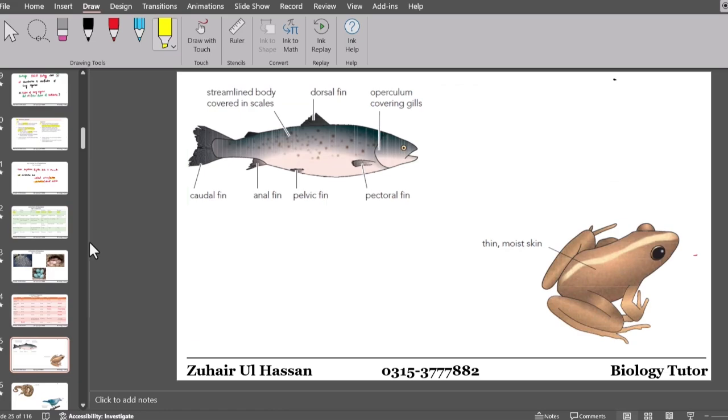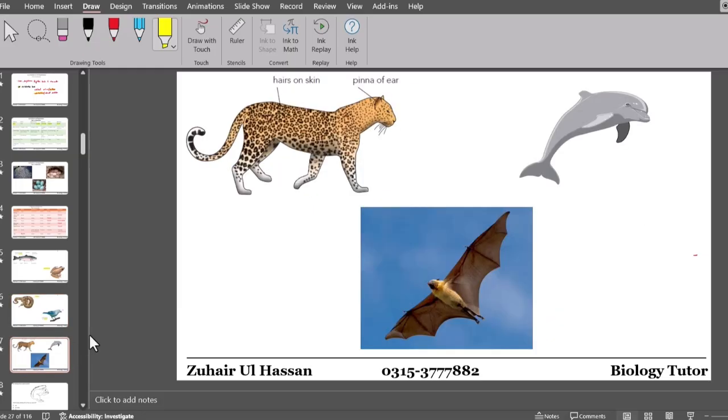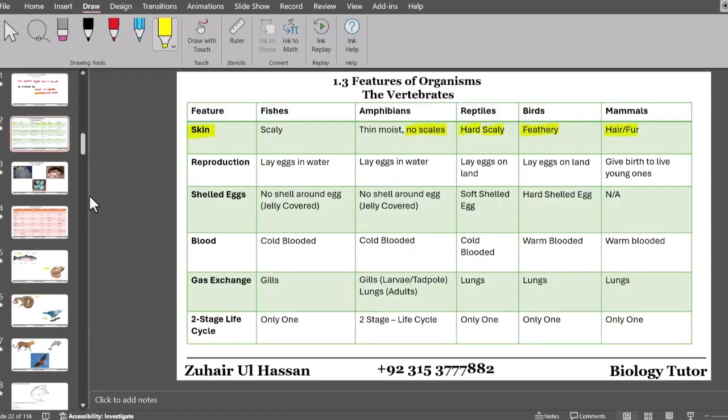You can also see that the fishes have scales present on their skin, but amphibians don't have any scales. Just like the fishes, reptiles also have scaly skin, and birds have their body covered with feathers. Mammals have hair or fur present on the skin. So the very first feature is about the skin.